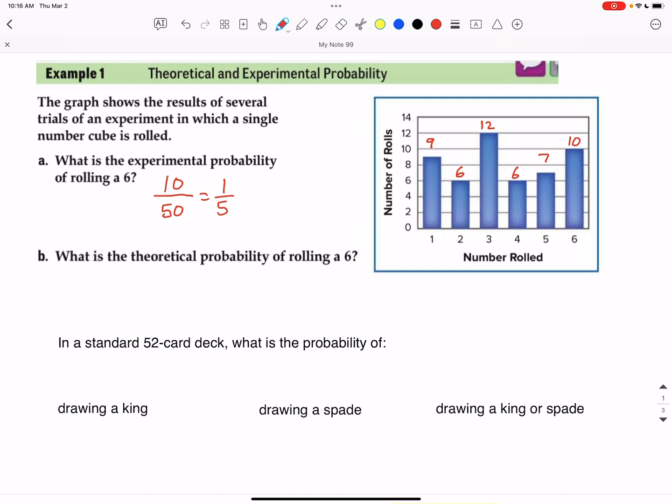Part B is what is the theoretical probability of rolling a 6. That's when you assume that each side of a die is equally likely to come up. So there is only one side on a die that is a 6 out of the 6 total sides. And so that would just be 1/6. You don't have to simplify that at all. So it's just simply 1/6.